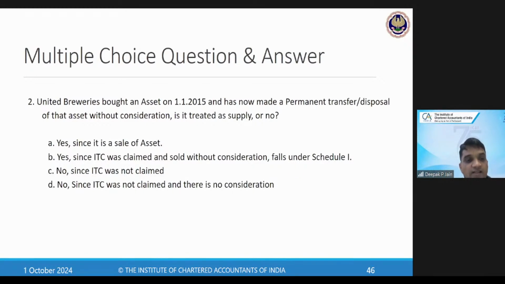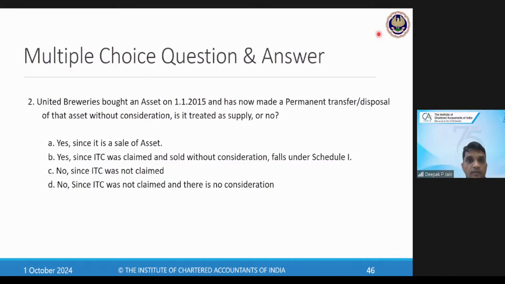Okay, so the correct answer is D. Since it will not be given in the question whether you have claimed the credit or not, you will have to make it out. Your date is given. Sometimes they may give the nature of the goods, saying that a car is purchased. Then you will have to give an answer saying that a car is a blocked credit. So at the time of purchase, credit is not claimed. So on the making of supply, GST is not payable.